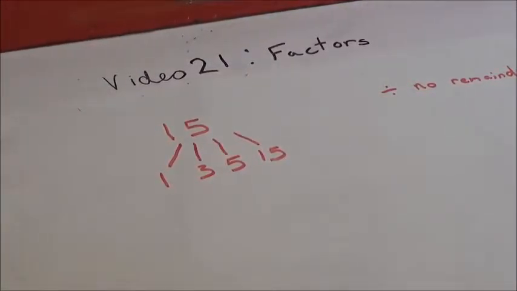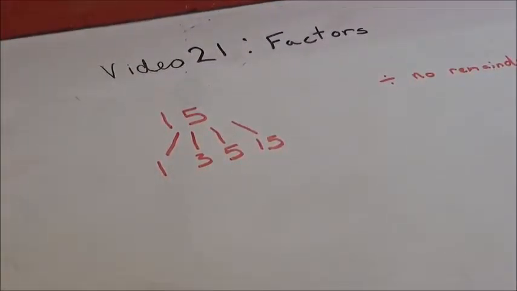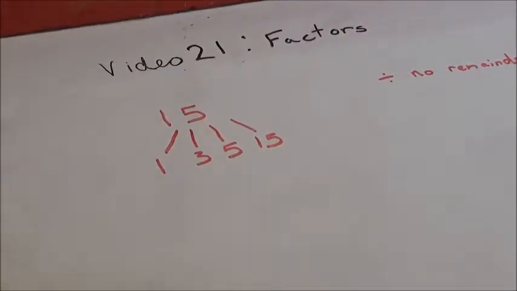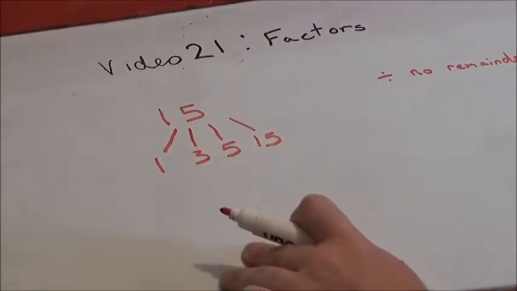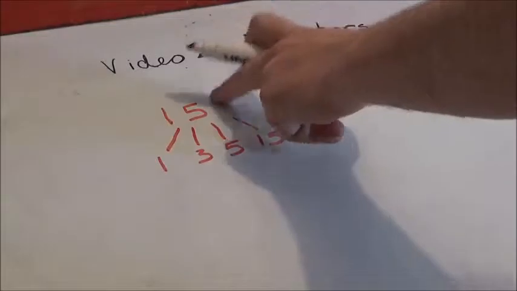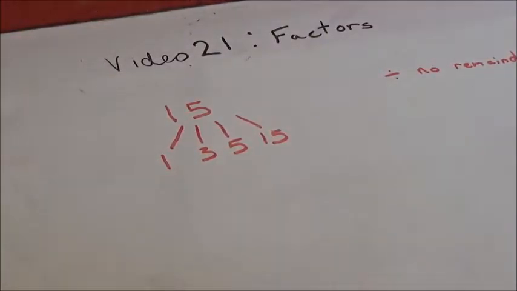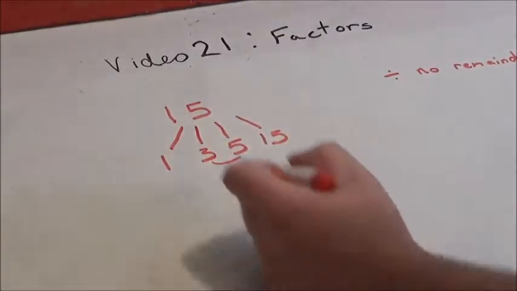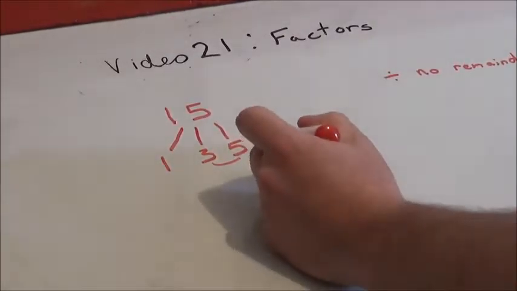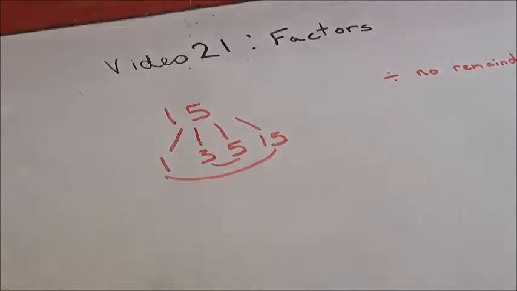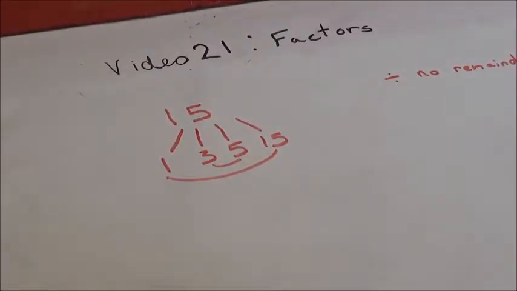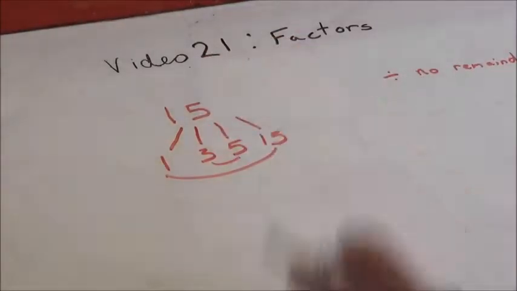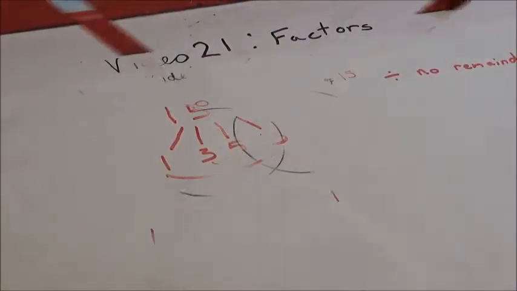Now this links to factor pairs. I can think of factor pairs, and basically the factor pairs are the two numbers that will multiply together to make our starting number, in this case 15. So I can multiply 3 and 5 together to make 15, so these are factor pairs, the same way as I can multiply 15 and 1 together. So 15 and 1 are factor pairs for 15, 3 and 5 are also factor pairs for 15.